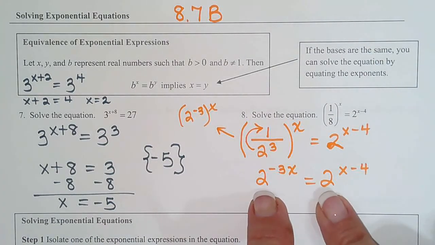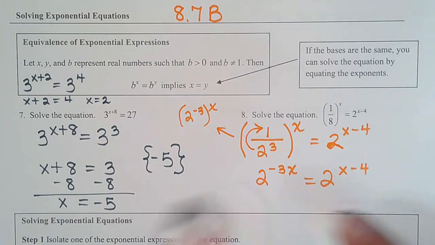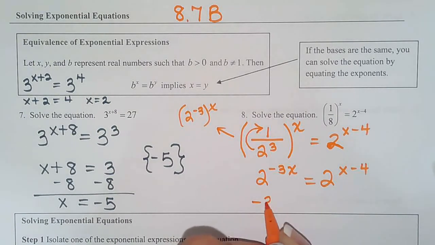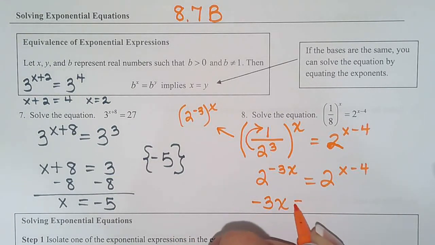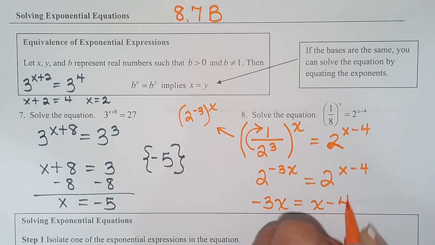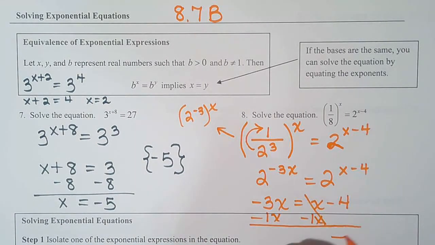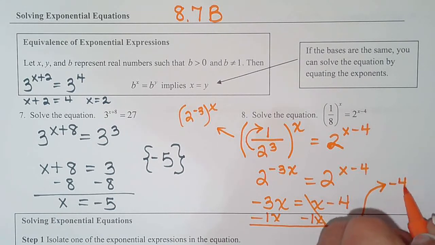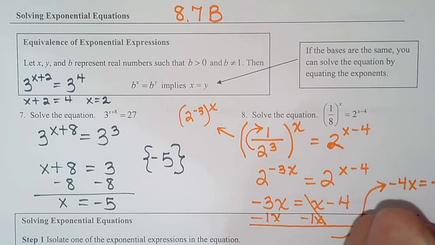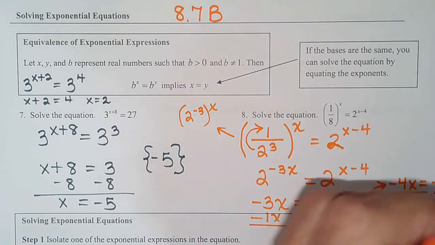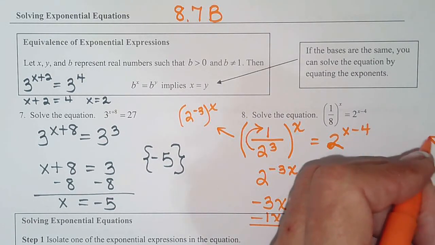Now look at this. Woohoo! My bases are the same. So now I can equate my exponents and solve. So subtract 1x. I need all my x's on the left. So I get negative 4x equals negative 4. Divide both sides by negative 4, and it's looking like we have x equals 1.